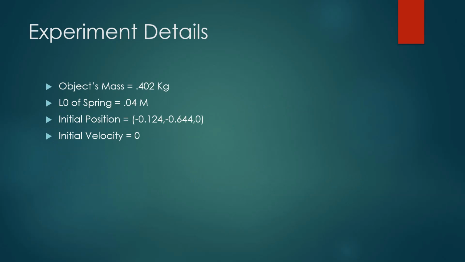Some of the details we needed to know for the experiment were the object's mass, which was 0.402 kilograms, the relaxed length of the spring, which was 0.04 meters, the initial position of the mass, which was negative 0.124 in the x direction and negative 0.644 in the y direction, and that the initial velocity was equal to 0.